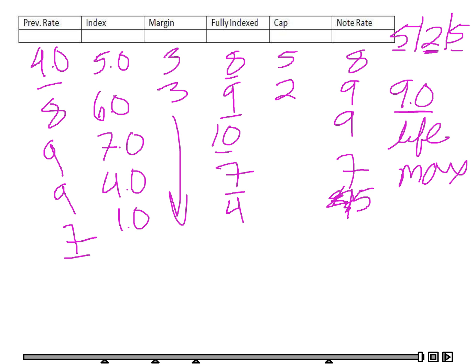Again, just so I don't confuse you, you can go down to 5 or up to 9. The fully indexed rate wants to go to 4, but that 4 is outside of the range, so you're only going to be able to go down to 5.